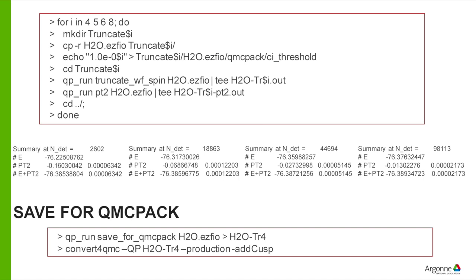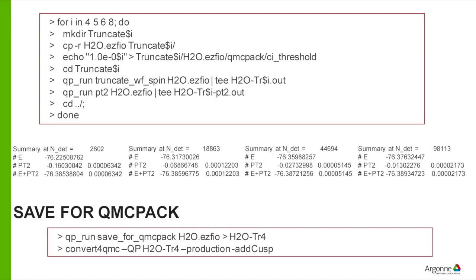Okay, now we save for QMCPACK. That's the last step. Quantum Package has internally a save for QMCPACK. You just save it, and now we call convert for QMC like we did yesterday for the molecules, except that we put QP. So this is a note: Quantum Package also writes natively an HDF5 file that can be read automatically. But I just prefer to use this one here, so you have an idea of what's going on. But you can use either one.